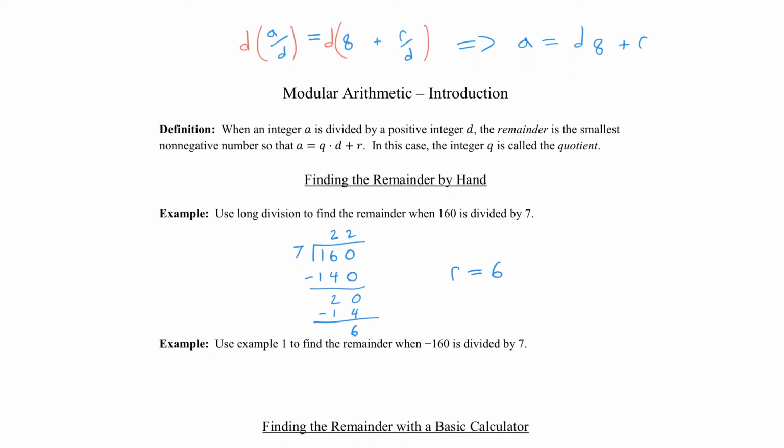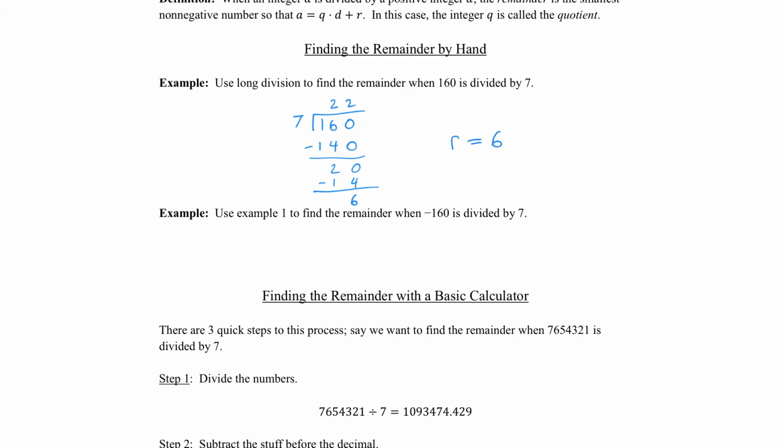So my r value here is equal to 6. Okay, now remember that we can also have negative integers divided by integers and figure out the remainder. Any integer is fine to divide by except for 0. So in the next problem, we're asked to do the same thing, but to decide what about negative 160 being divided by 7. So what we discovered above is that if we take the number 160 and we divide it by 7, we get 22 groups of 7 plus a leftover of 6.